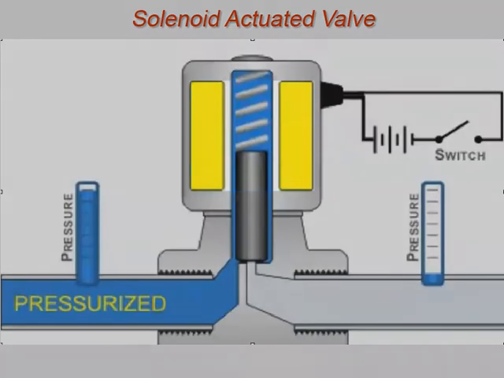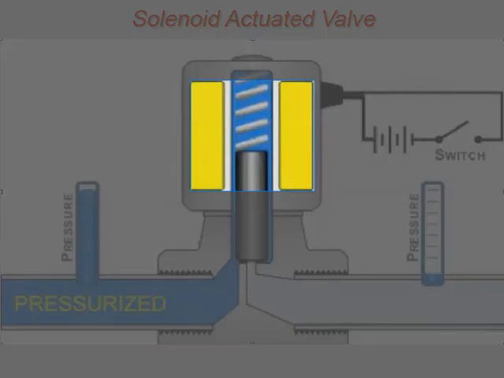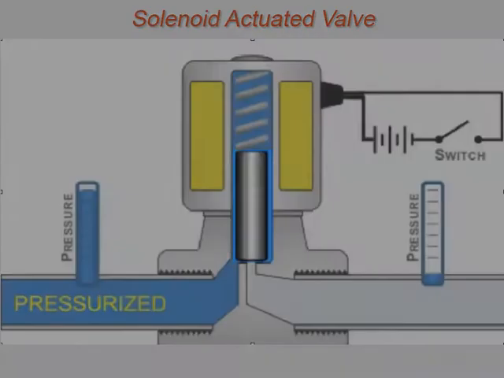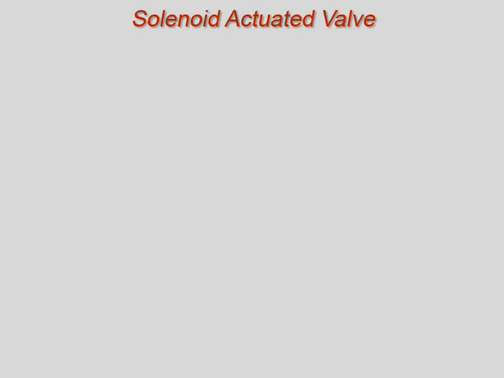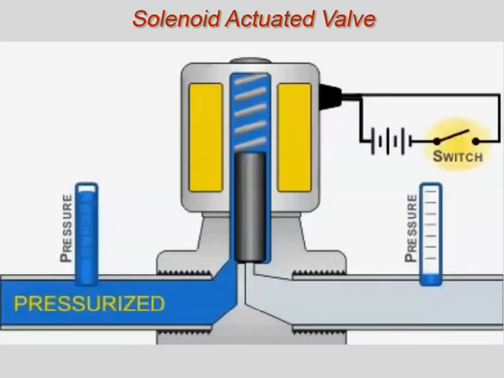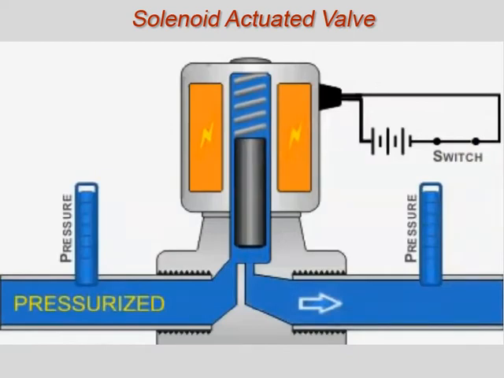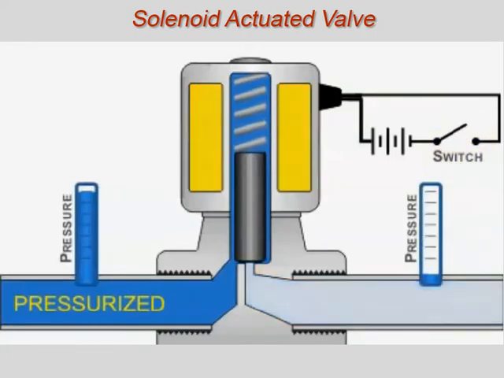In a solenoid valve, a current-carrying coil produces a magnetic field and attracts an iron plunger that is attached to a valve stem. The plunger moves up against spring pressure into the magnetic center of the coil. As the plunger moves up into the coil, it moves the valve stem, which opens or closes the valve depending on the design. When the electrical power is removed, the coil de-energizes and the spring repositions the stem, which closes or opens the valve.